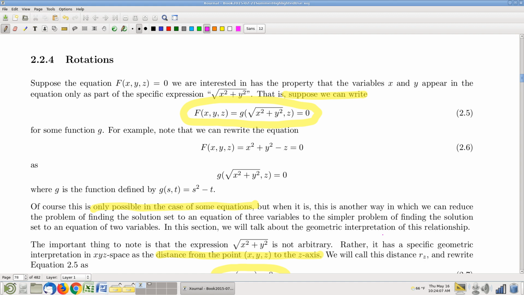Okay. Last tool that I'm going to give you for understanding equations in 3-space is rotational symmetry, and this is very often super useful. The world is full of symmetries. That is why.